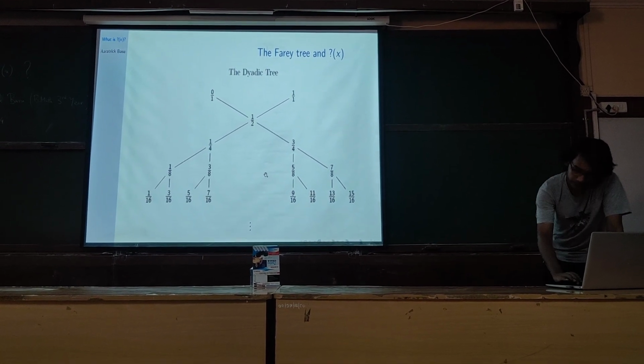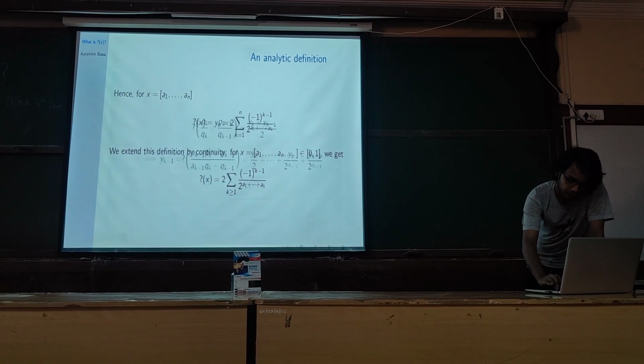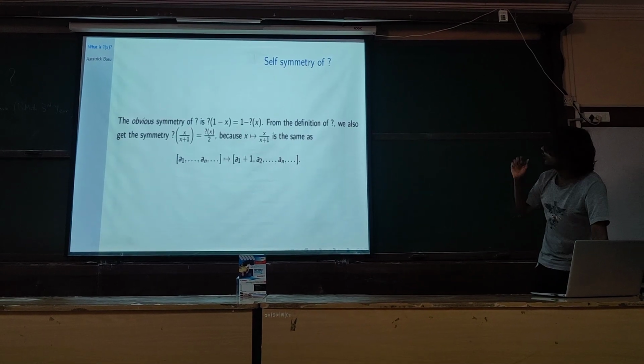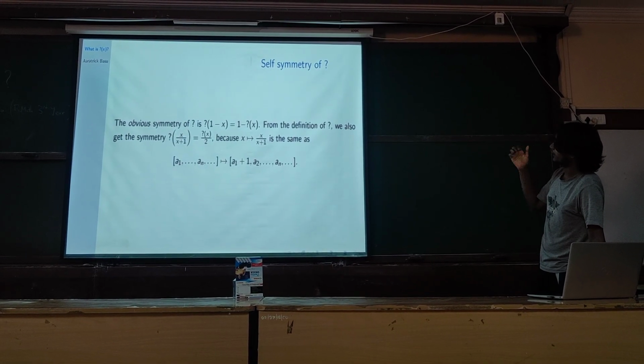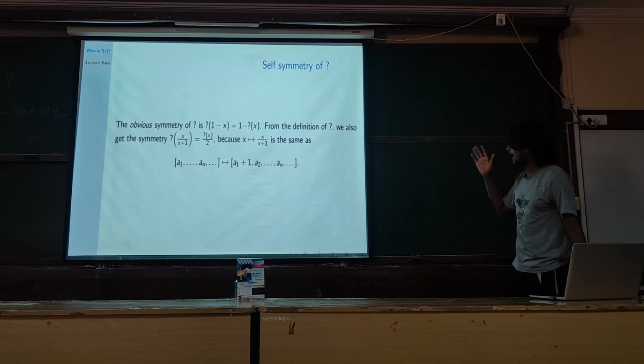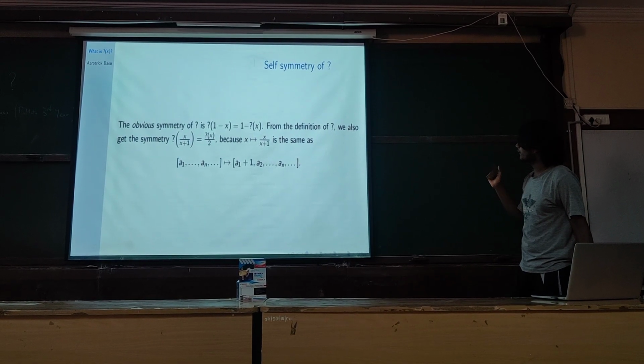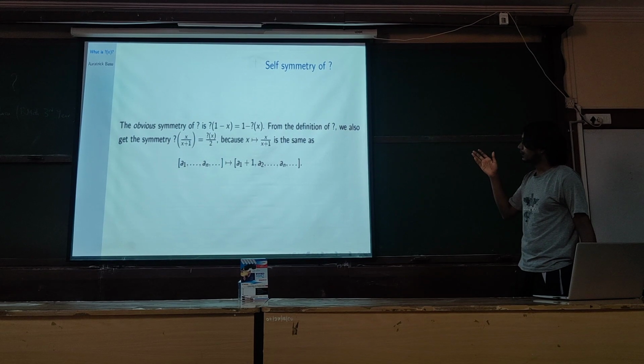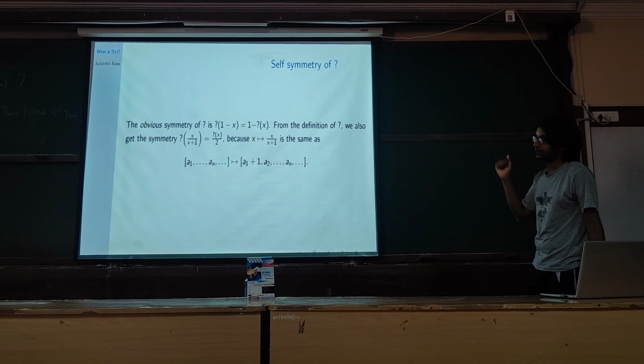So that gives you that symmetry. And the other symmetry will come from the analytic expression. So the obvious symmetry, as I mentioned, is question mark of 1 minus x is 1 minus question mark of x. And the analytic definition of question mark gives us the symmetry: x/(x+1) maps to question mark of x/2.